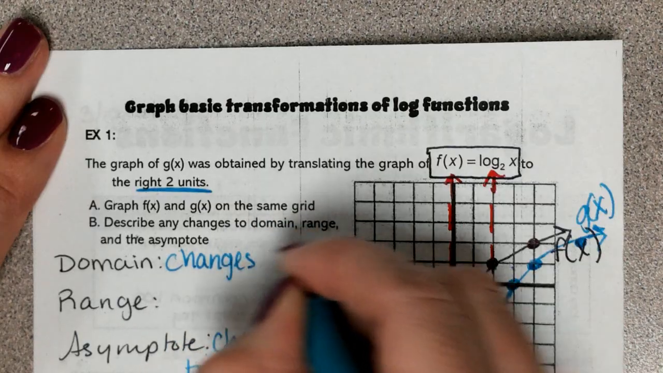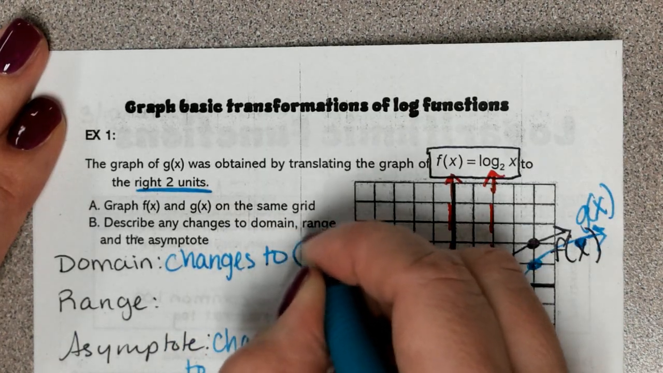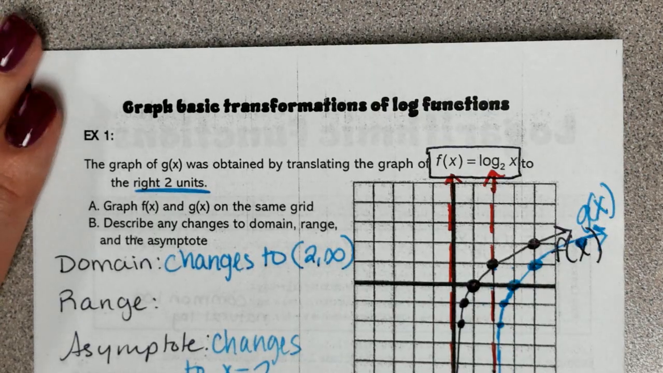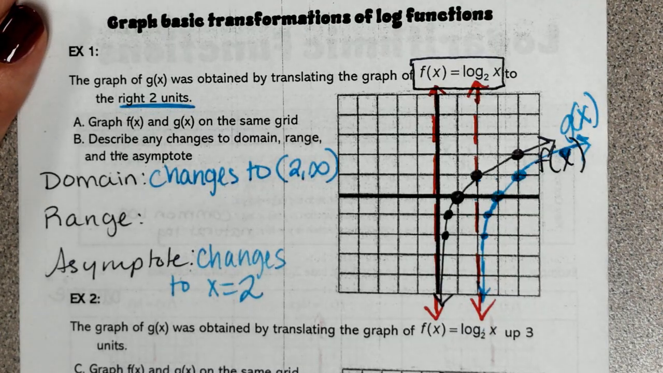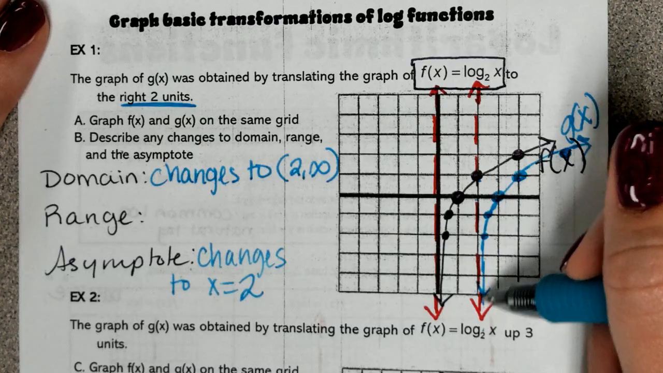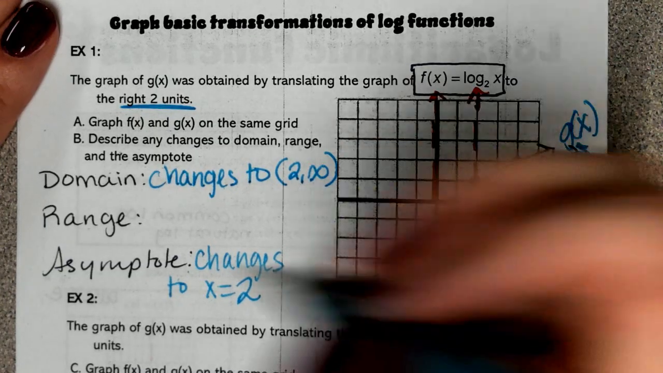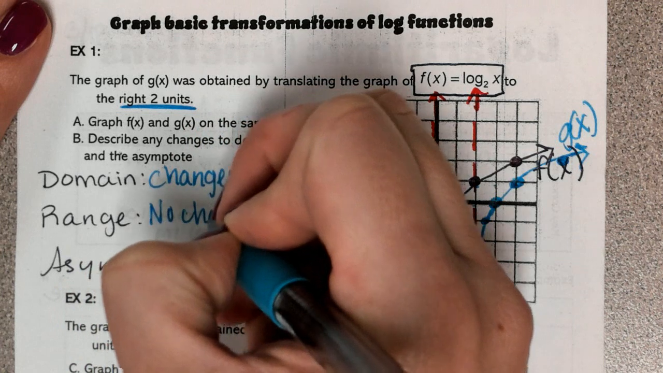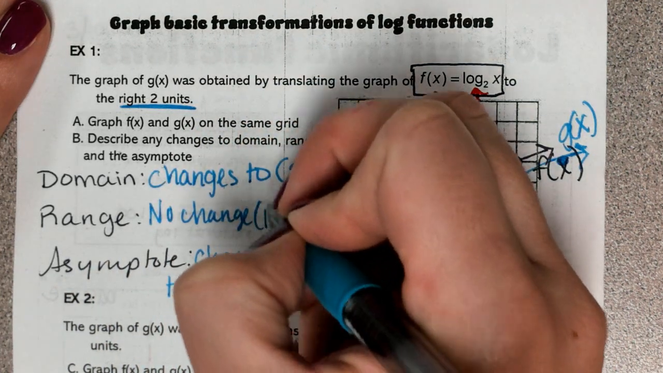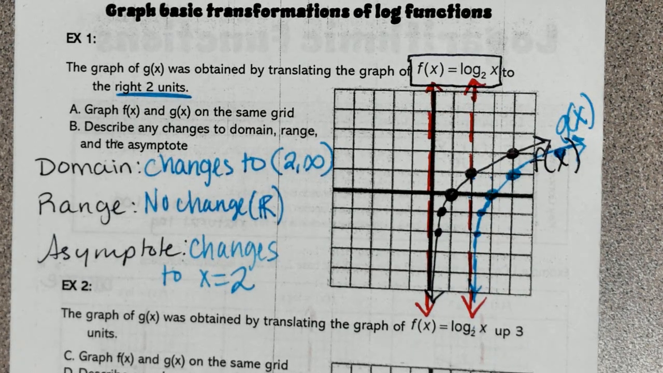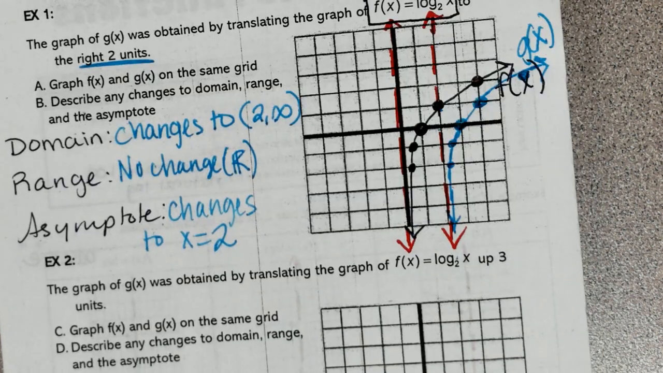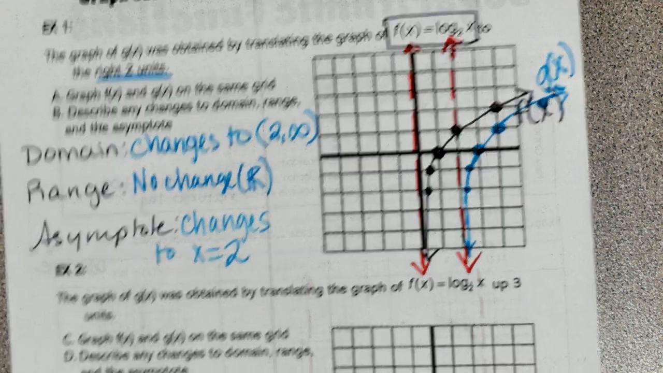Changes to, or x is greater than 2. Okay? And then the range. Are we still negative infinity to infinity? Yeah. So I'm just going to put no change. It's still all real numbers. Okay. So what we've just learned is that moving to the right changes the domain and the asymptote. Okay? All right.